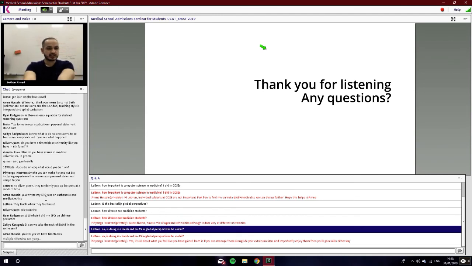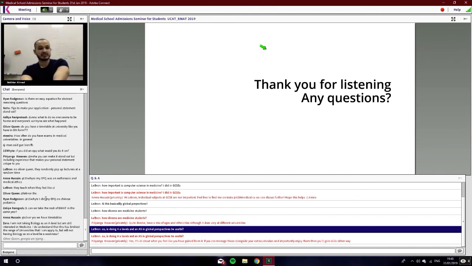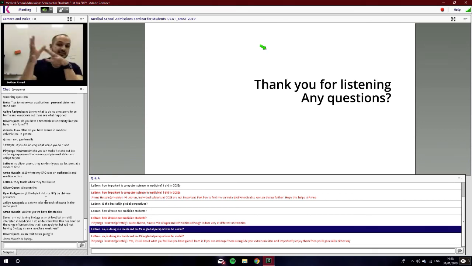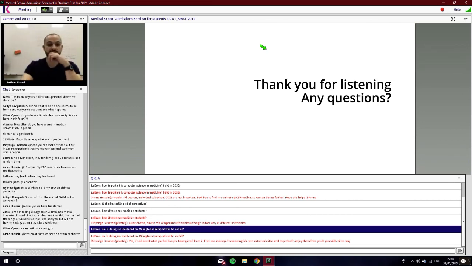Is there an easy equation for abstract reasoning questions? So for abstract reasoning questions, there's a thing called SCANS. So shape, color, arrangement, number, size. Think of those things, and in terms of the patterns, see how they would fit into those 5 categories.